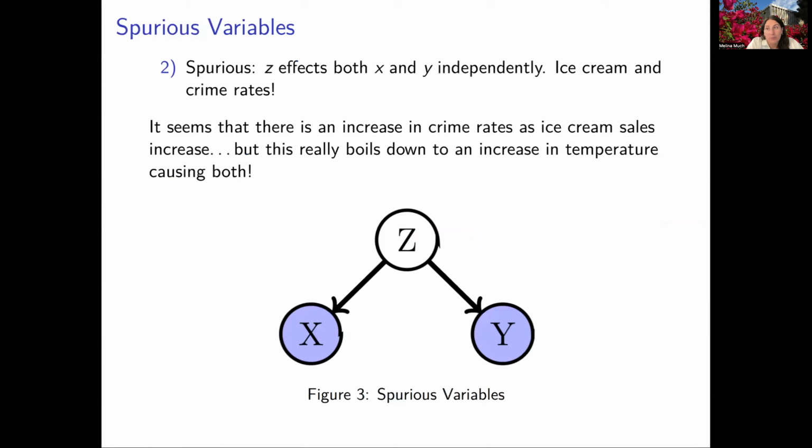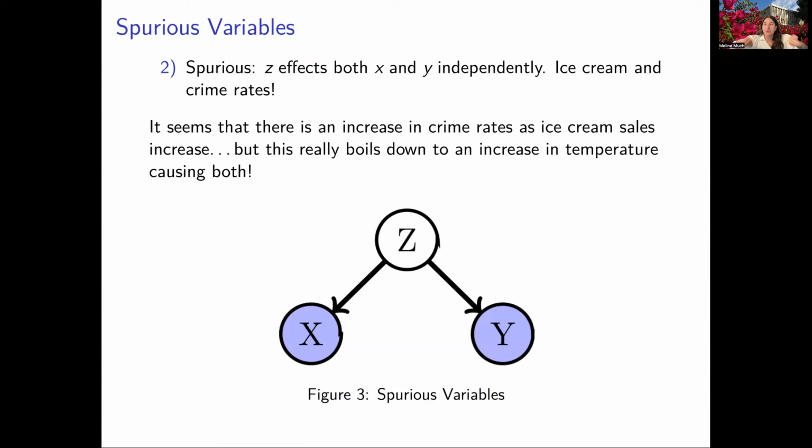There are also spurious confounders. Spurious confounders are a Z that affects both X and Y independently. A really good example of this was the ice cream and crime rates example, where the Z, the time of year or the temperature, was changing how much ice cream was being sold and how many murders were happening. But it wasn't the case that levels of violent crime were causing increases in ice cream sales. It was just that the time of year was affecting both.